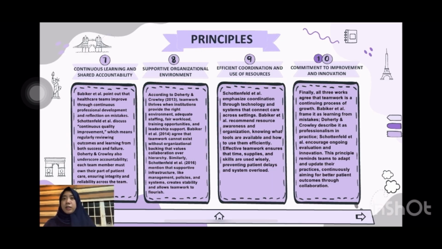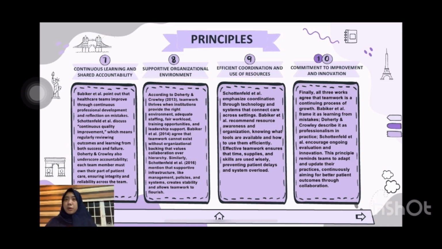Aligat and De La Cruz in 2020 observed that rural hospitals in Mindanao improved safety outcomes when teams conducted post-incident reflections and peer monitoring. In BARM hospitals, regular case reviews after emergencies foster humility, shared learning, and teamwork growth.